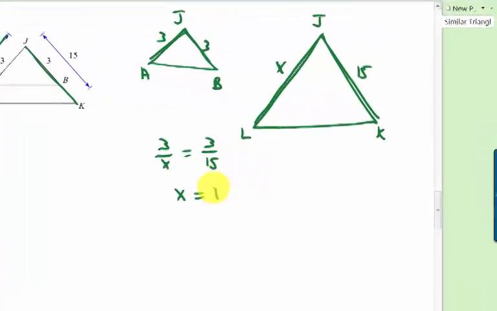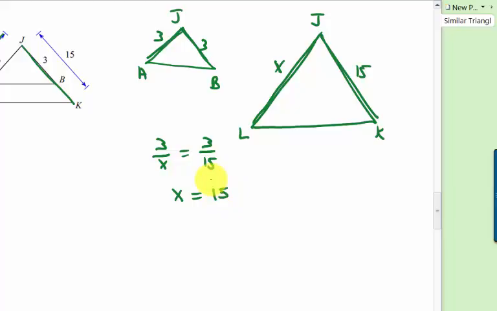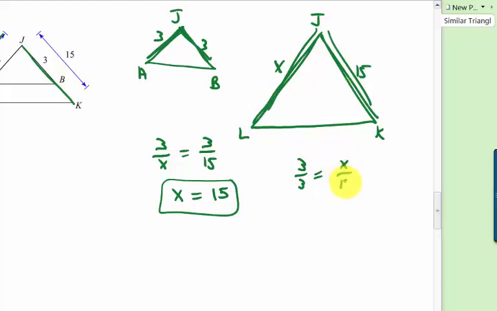You guys are scaring me a little bit here. I don't know. X equals 15. There you go. There it is. Those of you who want to do 3 over 3, 3 over 3 equals x over 15, you can definitely do that as well. And you can tell that x is going to be 15 as well. So it doesn't matter which way that you do that particular one. All right, any questions before we move on?